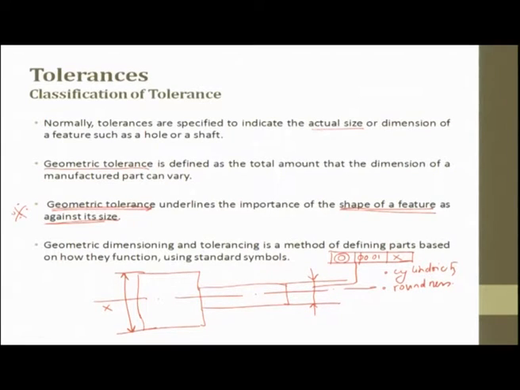The geometric dimensioning and tolerancing is a method of defining a part based on how it functions using standard symbols. So, this is a standard symbol. Till now we saw unilateral, then we saw bilateral, we saw compound, and now I have introduced you to geometric. Geometric is more of shape, these three are more of size, and to a large extent we should avoid them, because it is very difficult from the manufacturing and from the calculation point of view.